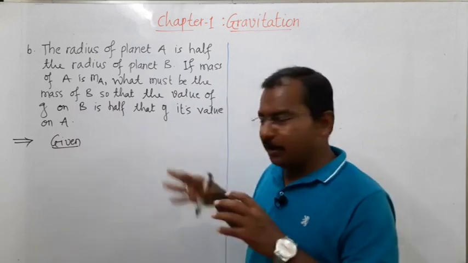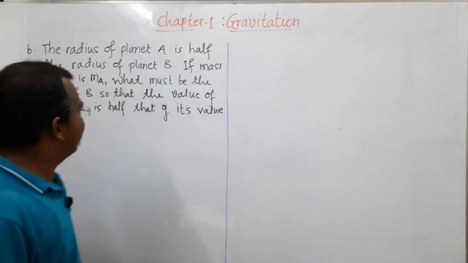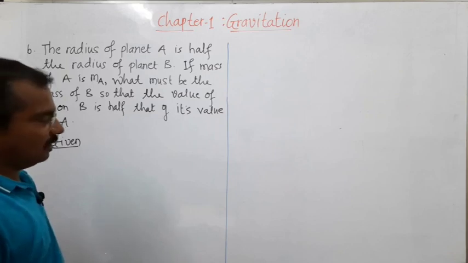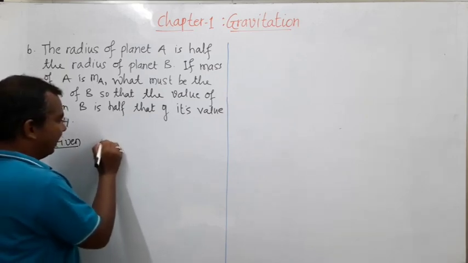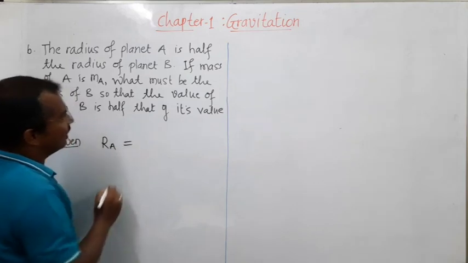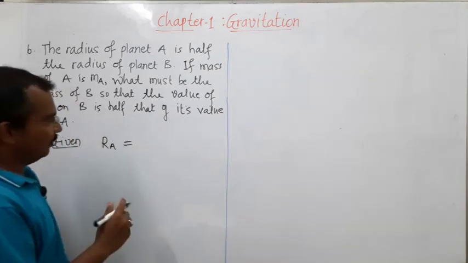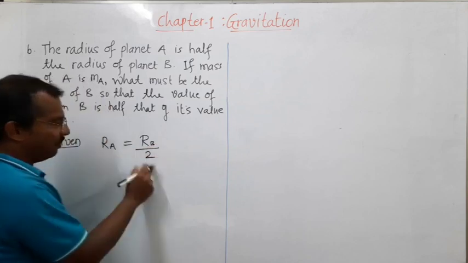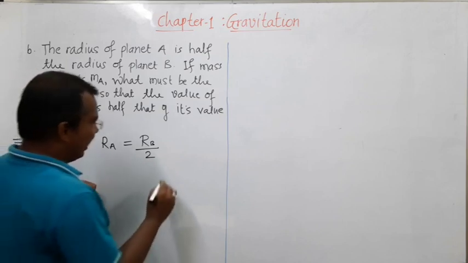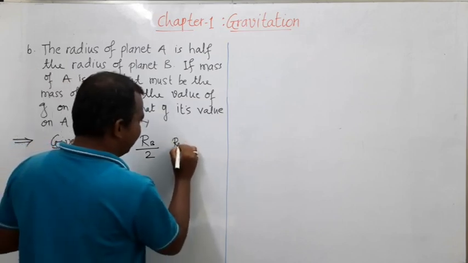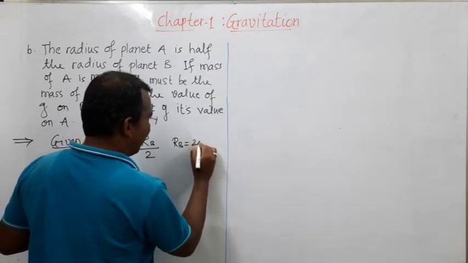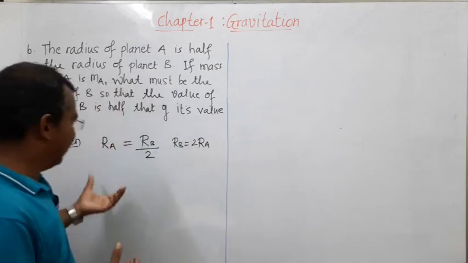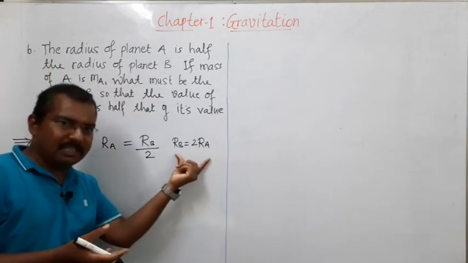So let's try to solve this problem. Write the given here. The radius of planet A is half the radius of planet B. So radius of planet A, RA, is equal to half the radius of planet B. So RB is the radius of planet B and its half will be the radius of A. Or I can write this as RB is equal to 2 times RA. Whatever will be convenient, we can use. You can use this relation or you can use this relation.